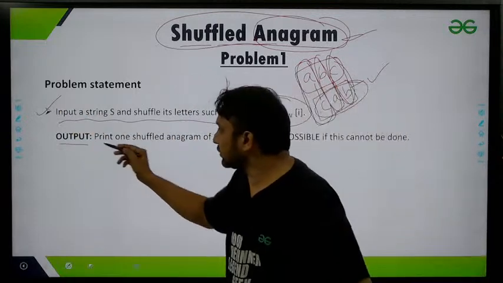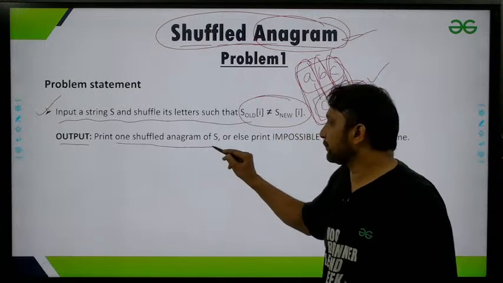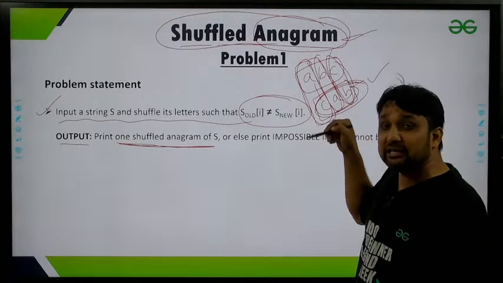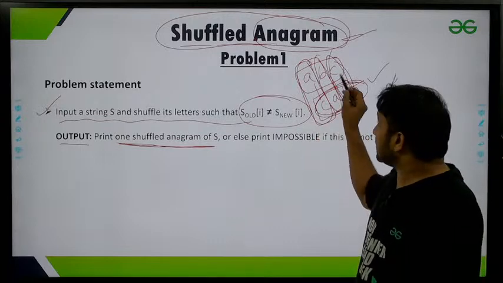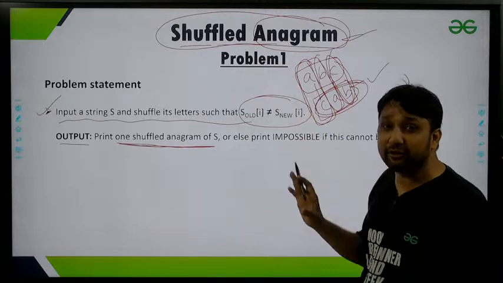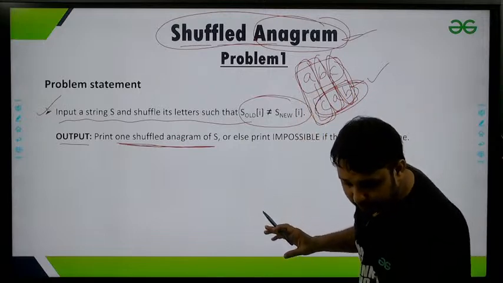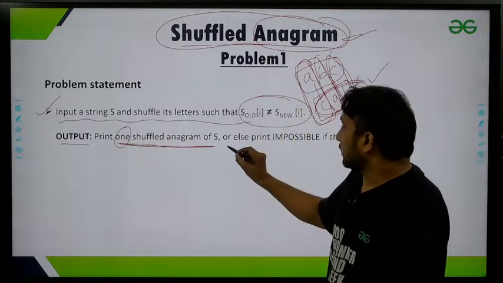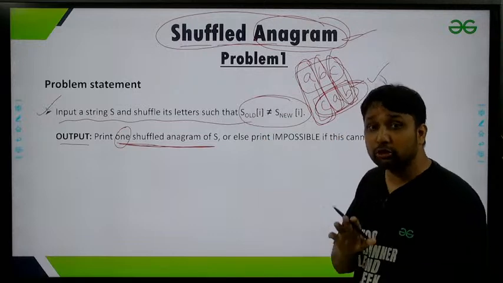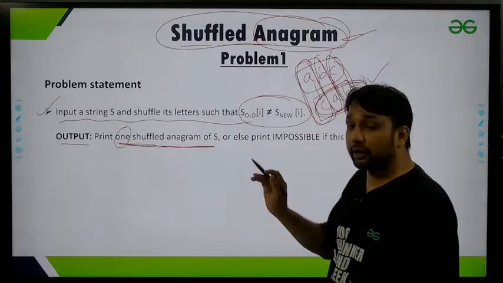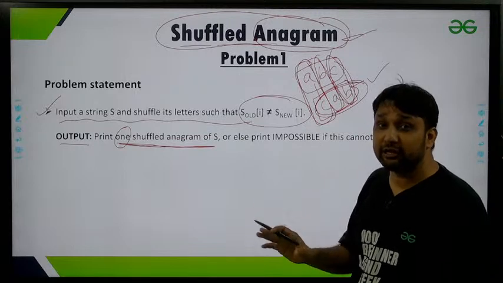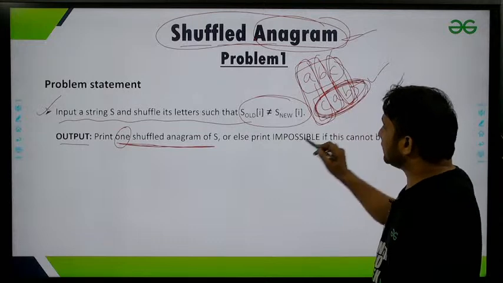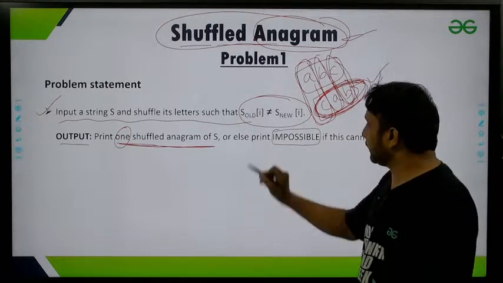And what is the output they want? They want one shuffled anagram as output. This is one, but there may be many shuffled anagrams possible, since I can shuffle the characters in many ways. But we need to print only one. And one more thing, if we are not able to generate such a shuffled anagram, then we need to print impossible.